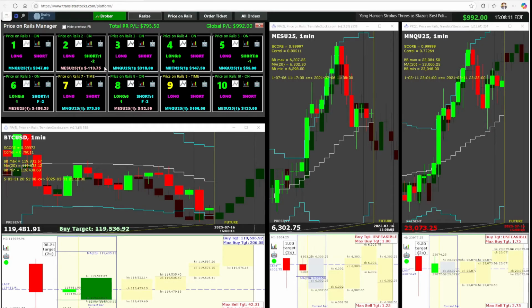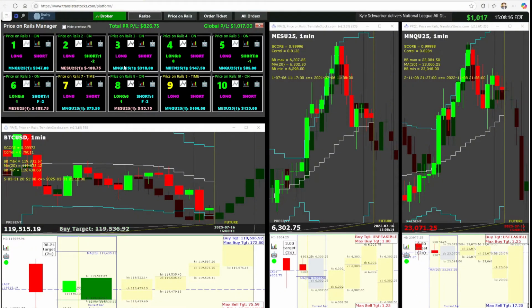But it's limited to 3, 4, or 5 entries. So there is a limited entry. It's not going to the infinite like revenge trading. And actually they are the very best agents that we have trading here.